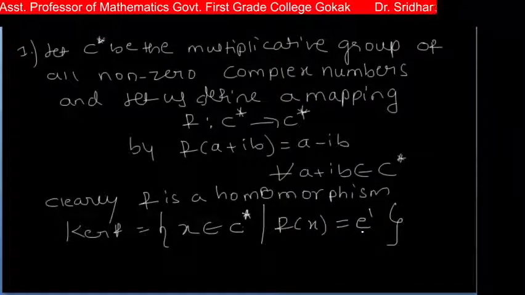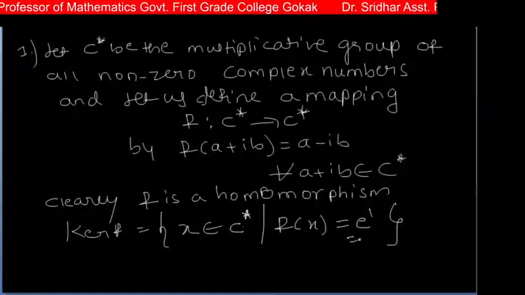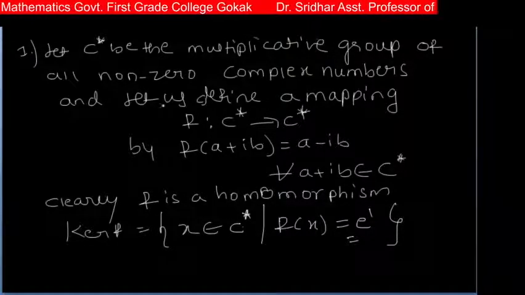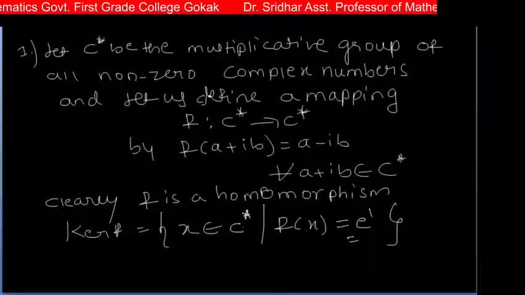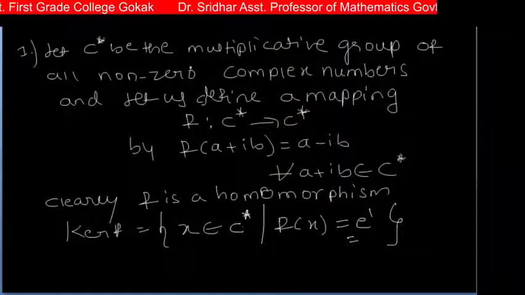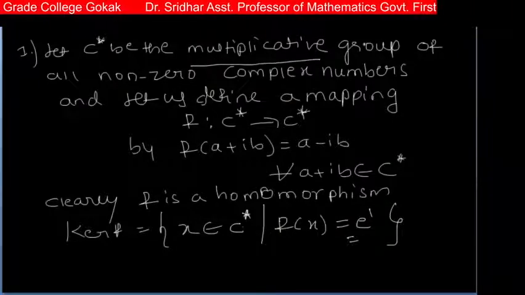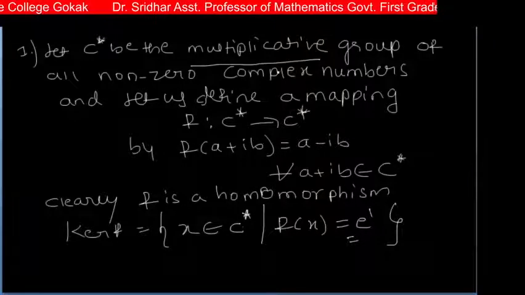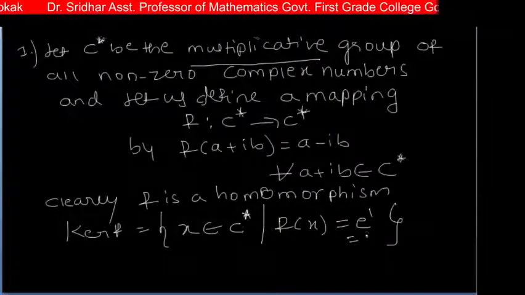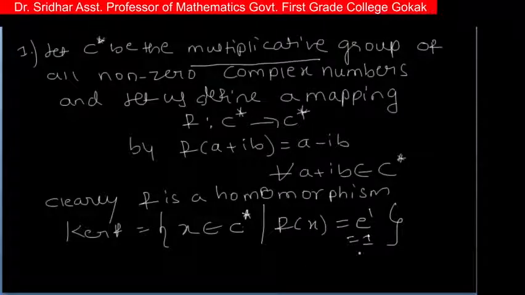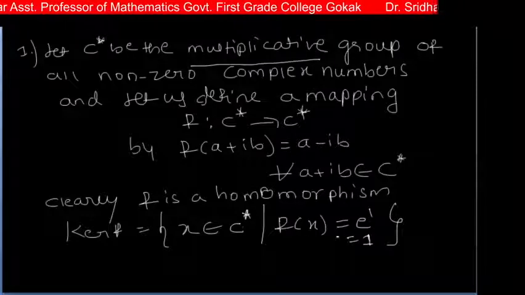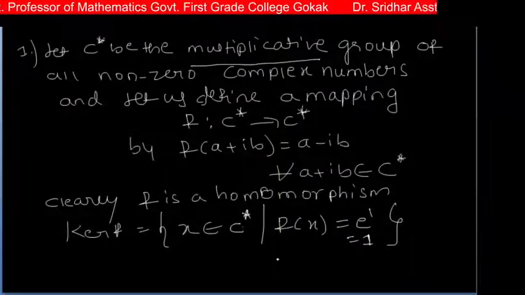Because this is a group of complex numbers with binary operation multiplication, it is the multiplicative group of all non-zero complex numbers, which means the group operation is multiplication. So for multiplication, the identity element is equal to 1. So f of x is equal to E dash, that is 1.